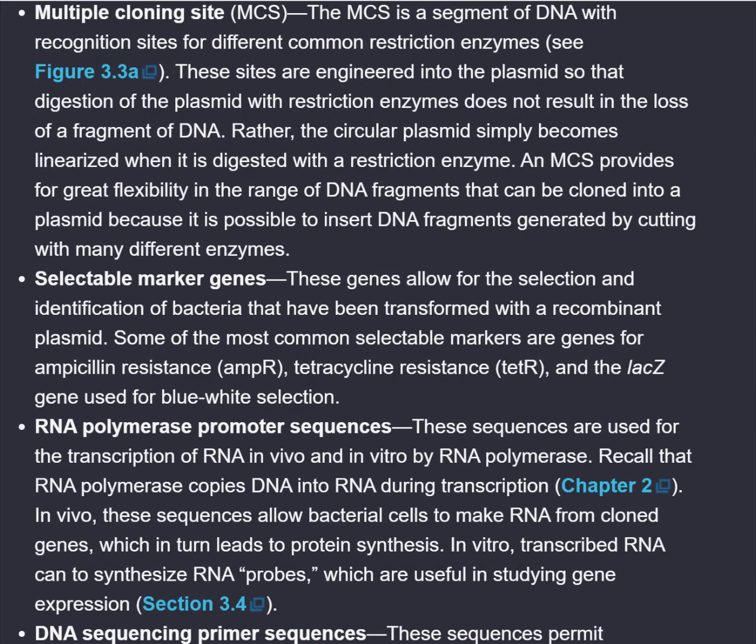Multiple cloning site, MCS. The MCS is a segment of DNA with recognition sites for different common restriction enzymes. See Figure 3.3a. These sites are engineered into the plasmid so that digestion of the plasmid with restriction enzymes does not result in the loss of a fragment of DNA. Rather, the circular plasmid simply becomes linearized when it is digested with a restriction enzyme. An MCS provides for great flexibility in the range of DNA fragments that can be cloned into a plasmid because it is possible to insert DNA fragments generated by cutting with many different enzymes.